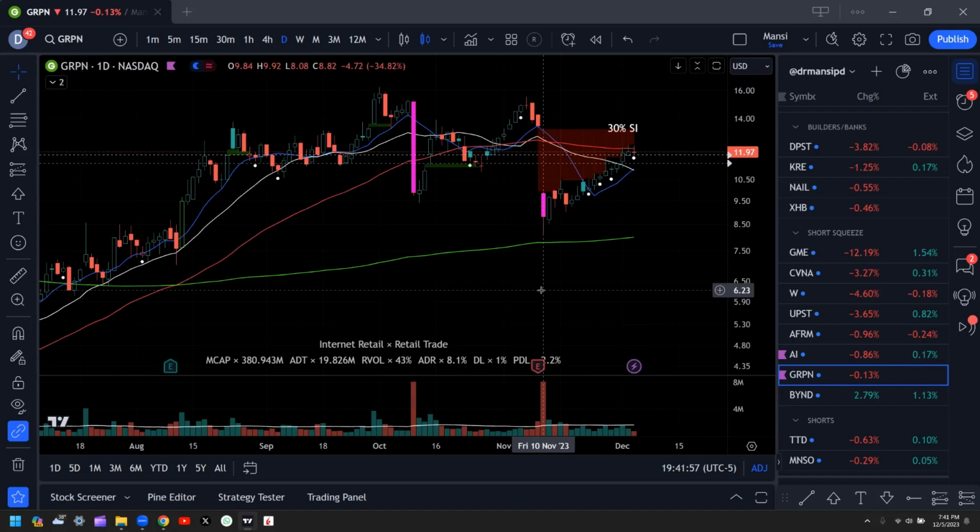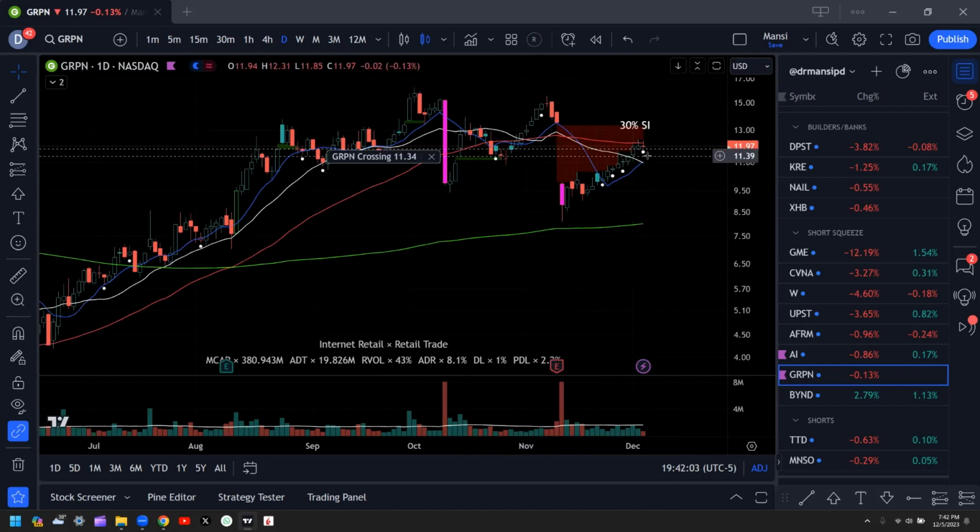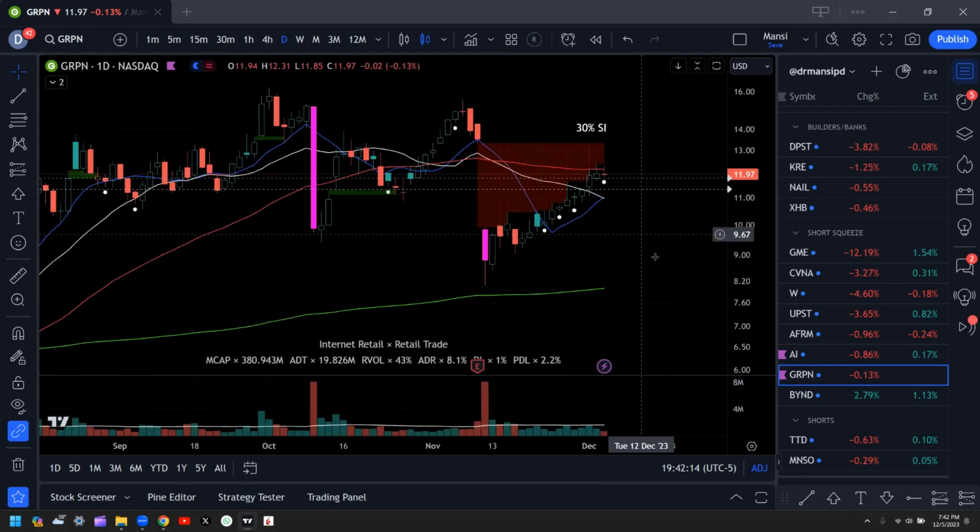Look at the distribution volume on this. And this was post earnings. So this could be a PEAD play, a post earnings announcement drift play to the downside. I love the double rejection of the 50-day. The only thing working against it is the high short interest. But the risk reward is pretty good too.